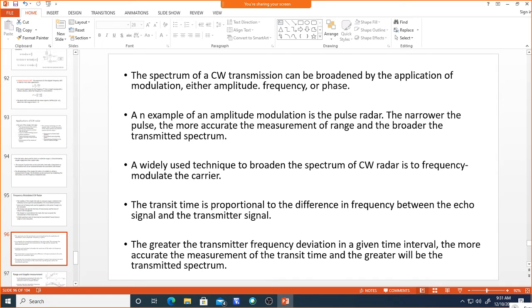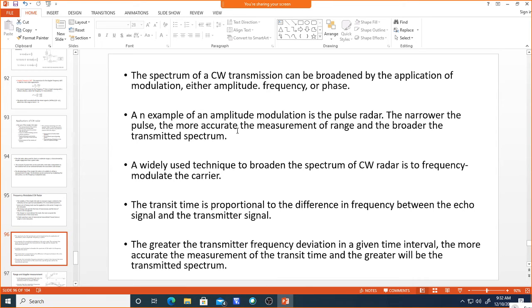As an example of amplitude modulation, we can use the pulse radar. With a rectangular pulse with on and off timing, we use amplitude modulation in the pulse radar. The narrower the pulse in the transmitting signal, the more accurate the measurement of range, and the spectrum will be broadened. So if you use amplitude modulation in the pulse radar, we can get an accurate measurement of the range.